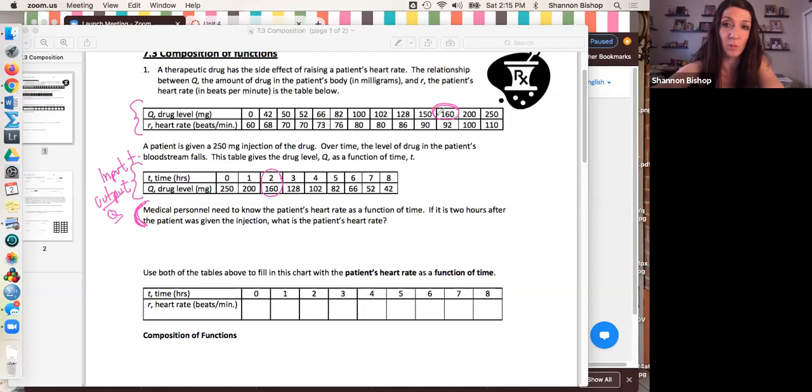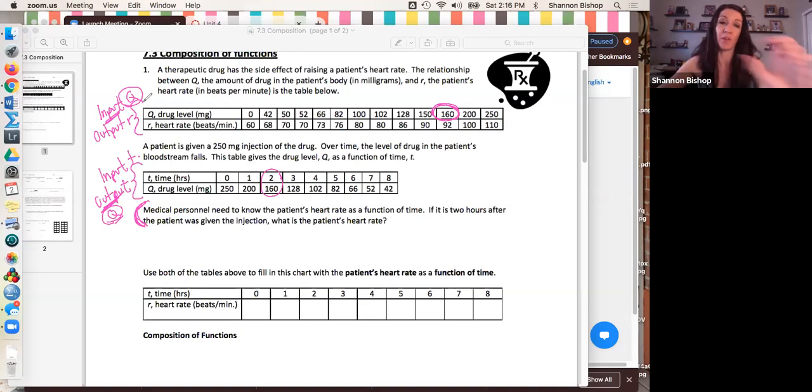Well, do you realize that when you did this, your eyeballs had to jump to that top row in the table? So do you realize that in this particular table, the input is the drug level and the output is the heart rate? The output of this table, Q, was the input of that table. There you go. You totally did a composition when you read those tables.